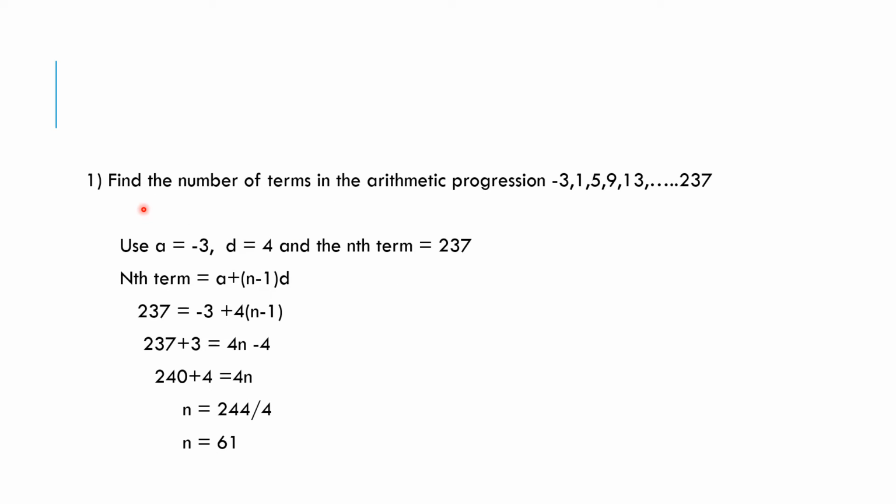Let's have a look at some of the questions. Find the number of terms in the arithmetic progression minus 3, 1, 5, 9, 13 and 237. Now using a equal to minus 3, d equal to 4 and the nth term is 237. The nth term is given by the formula a plus (n minus 1) times d. So 237 equals minus 3 plus 4 times (n minus 1). So 237 plus 3, which is 240, equals 4n minus 4. So 240 plus 4 equals 4n. n equals 244 divided by 4, that is 61. Therefore, the number of terms in the arithmetic progression is 61.